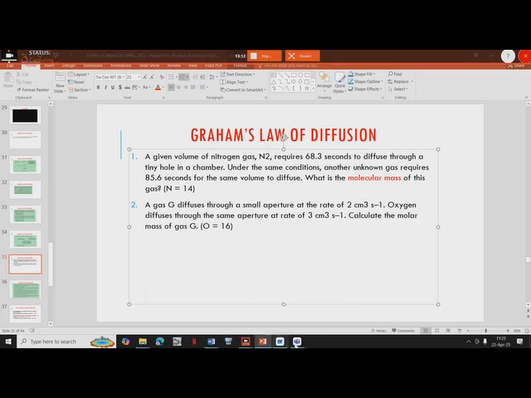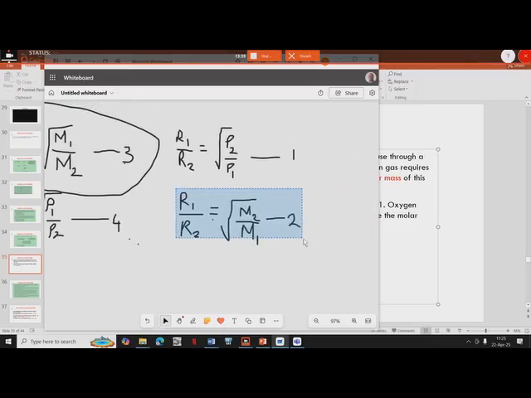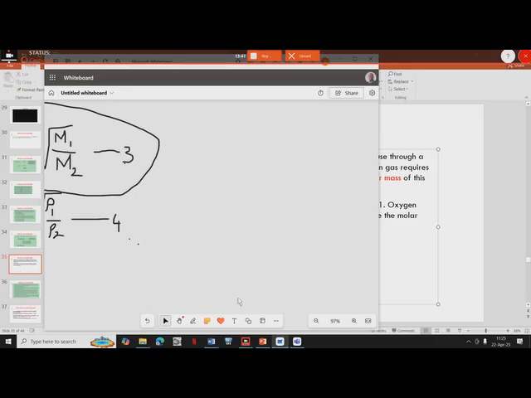So I have time for nitrogen to diffuse and I have its molecular mass. This is 28. So I will look at the equations we have and see which one allows me to use time and mass. You'll find that it is equation number 1, this one here, because I have time and I have mass. So I'm going to apply this equation to answer that question.